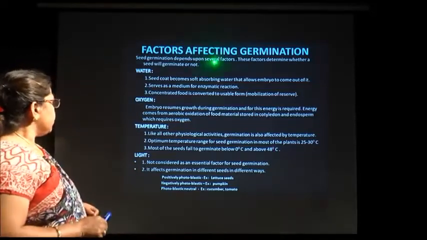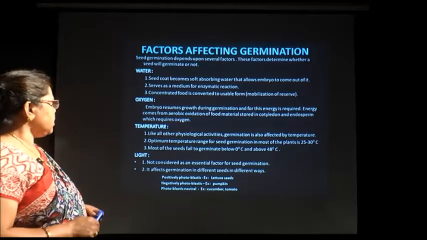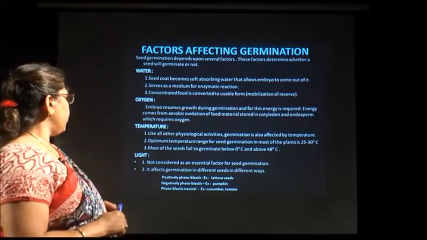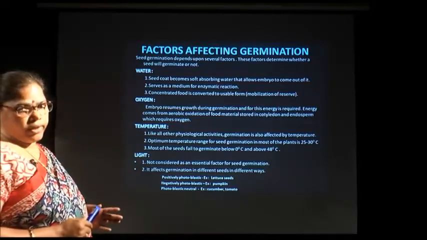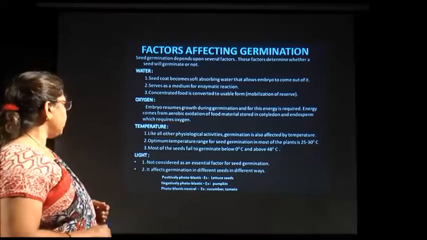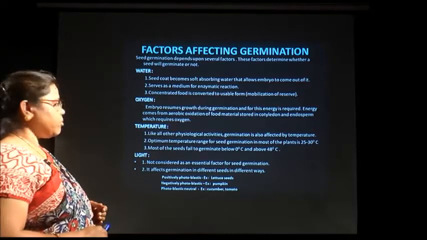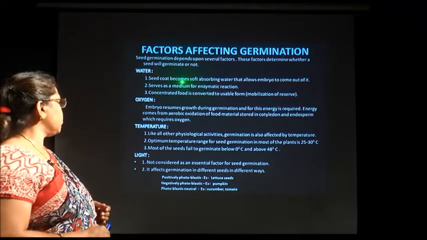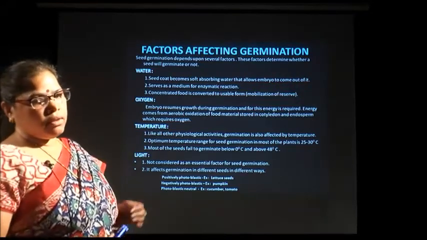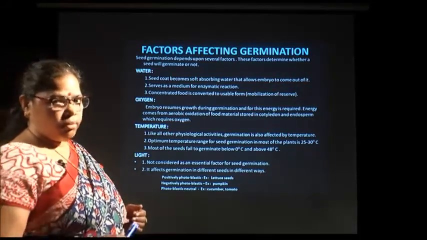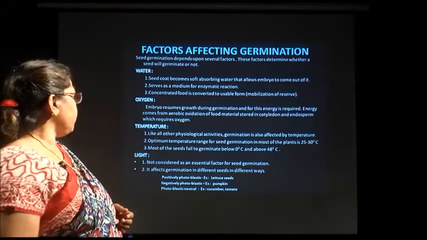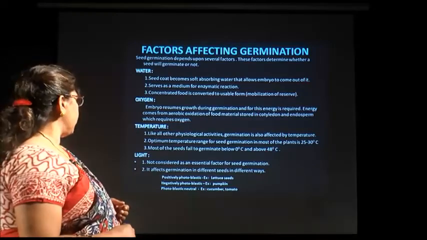So, seed germination depends upon several external factors, and these factors determine whether the seed will germinate or not. The first important factor is water, because the first process of seed germination is water absorption. Water is needed because by absorbing water the seed coat becomes soft, and that allows the embryo to come out of it. Unless the seed coat is soft, the embryo cannot come out of it. So, it has to become soft by absorbing water. That is why water is needed.